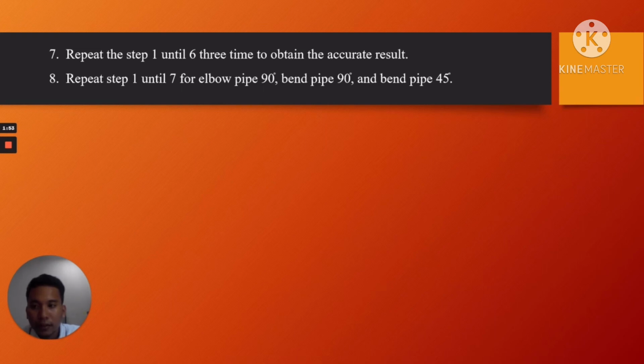So lastly, step number 8, repeat steps 1 until 7 for elbow pipe 90 degree, bend pipe 90 degree, and bend pipe 45 degree.